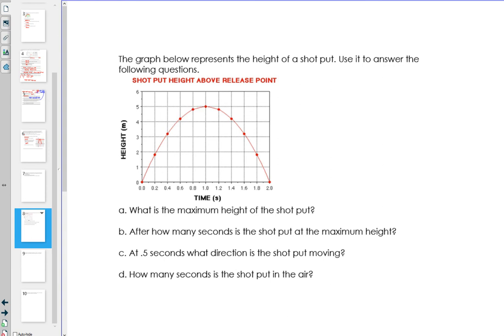The shot put. What is the maximum height of the shot put? How high did it get? 5 meters. After how many seconds is the shot put at the maximum height? 1 second. At 0.5 seconds, what direction is it moving? Yeah, it's over here at 0.5, it's still going up. How many seconds is the shot put in the air?